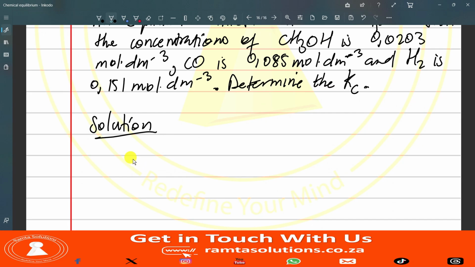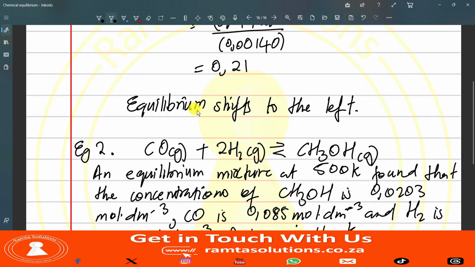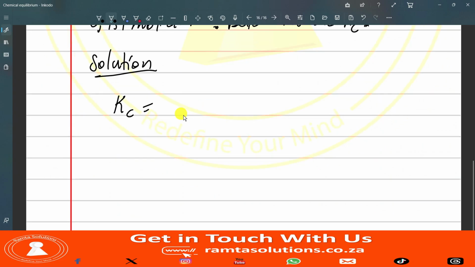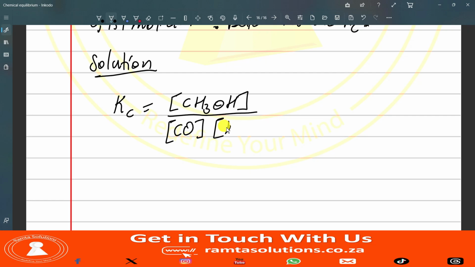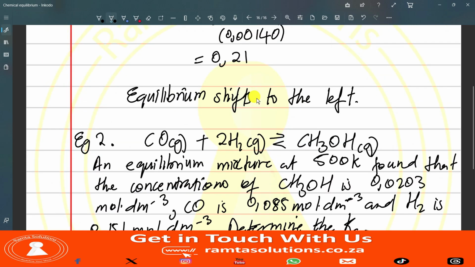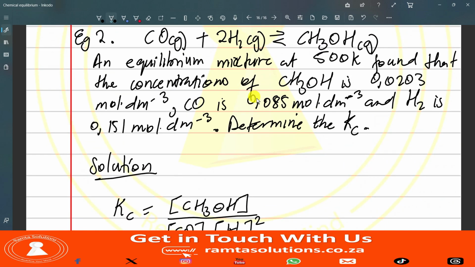Now, in order for us to get Kc, we need to remember what the reaction looked like. The product was methanol, CH3OH. So the concentration of CH3OH at equilibrium, its coefficient was 1, so the power is 1. We also had carbon monoxide, its coefficient was 1. And hydrogen gas, its coefficient was 2. Let me confirm. Yes, indeed. Perfect.